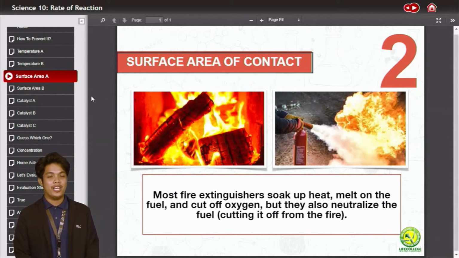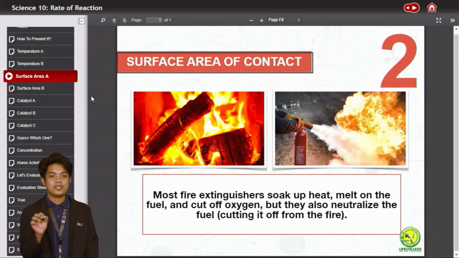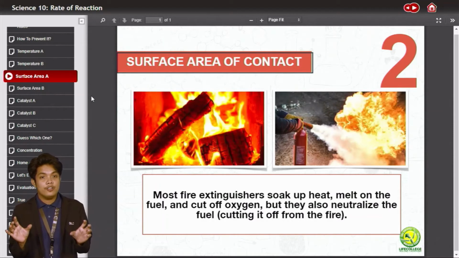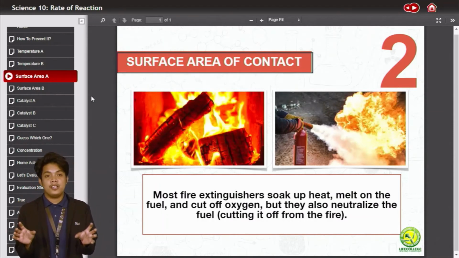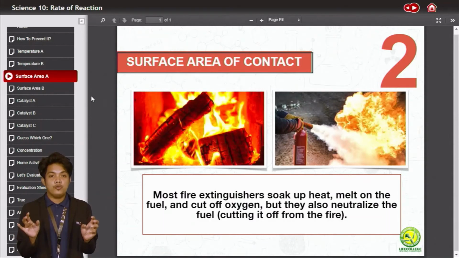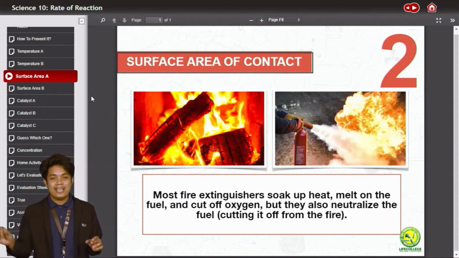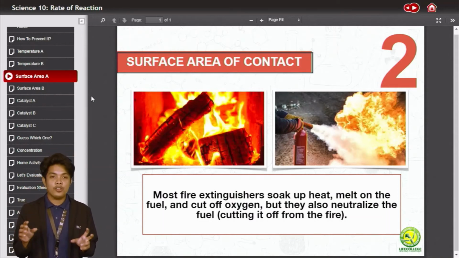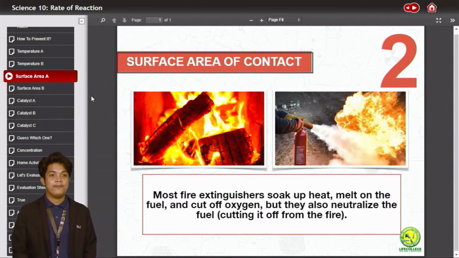Most fire extinguishers soak up heat, melt on the fuel, and cut off oxygen, and they also neutralize the fuel, cutting it off from the fire. So the primary purpose of a fire extinguisher is to separate, decrease, and then fully eliminate the contact between the reactants, which are oxygen and the fuel.